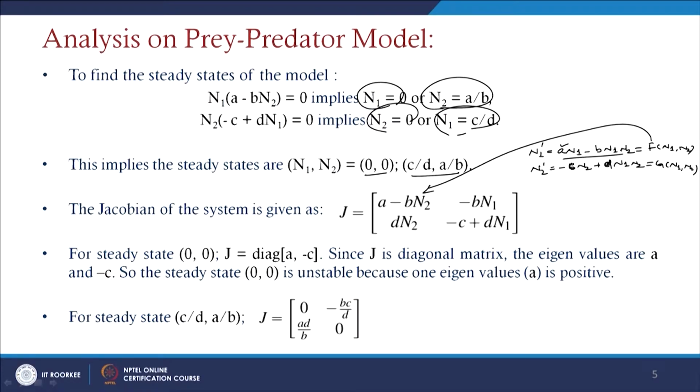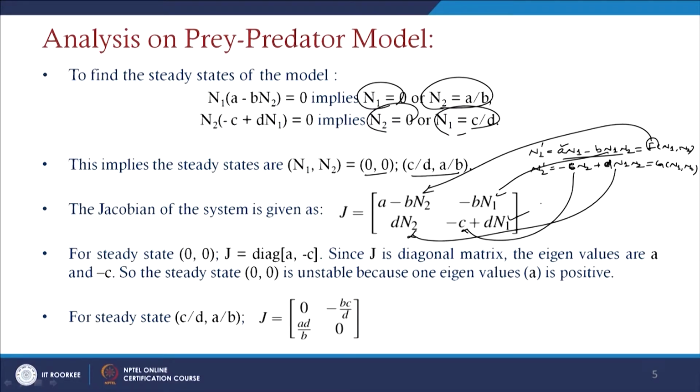Similarly, if I take the differentiation of f with respect to n2, I will have minus b n1 from this term. If I differentiate g with respect to n1, I will have this term as d n2. And if I take the differentiation of g with respect to n2, I will have minus c plus d n1.